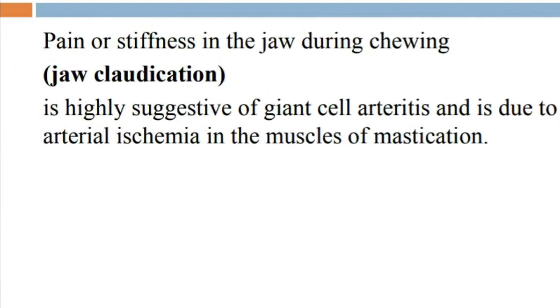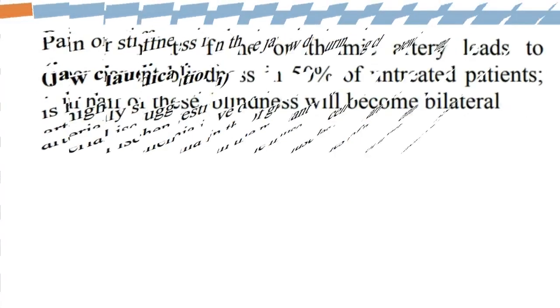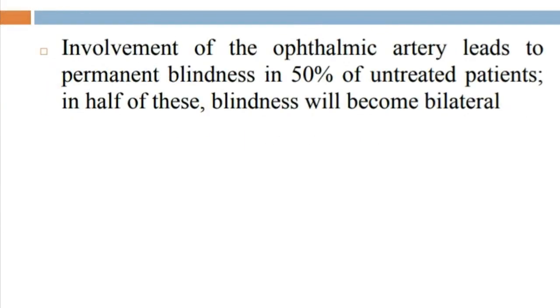Pain or stiffness in the jaw during chewing, which is called jaw claudication, is highly suggestive of giant cell arteritis and is due to arterial ischemia in the muscles of mastication. Involvement of the ophthalmic artery leads to permanent blindness in 50% of untreated patients. In half of those patients, blindness will become bilateral.